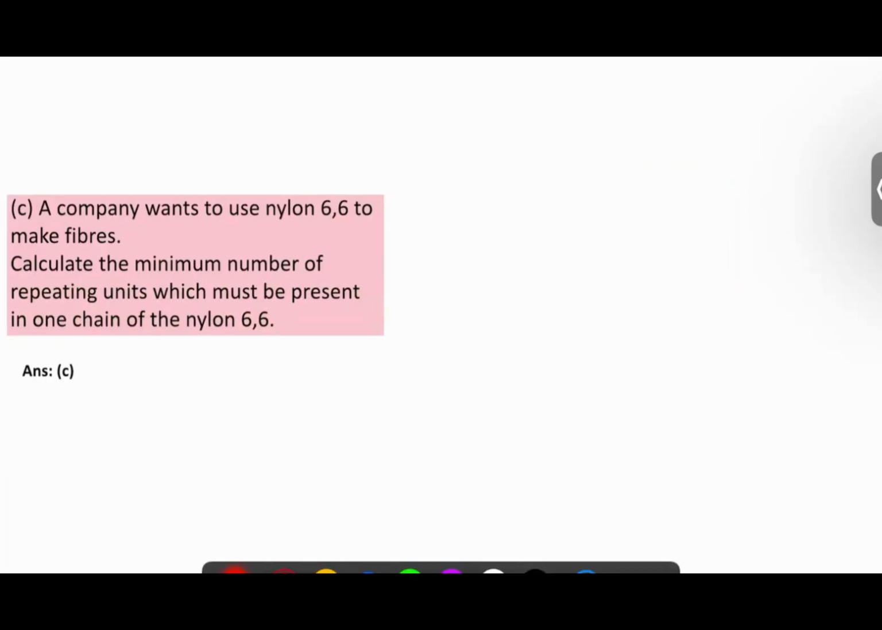A company wants to use nylon 66 to make fiber. Calculate the minimum number of repeating units which must be present, actually we want minimum, in one chain of nylon 66.